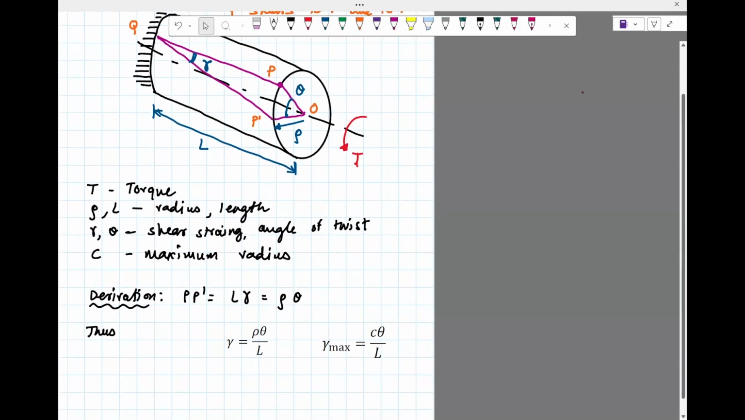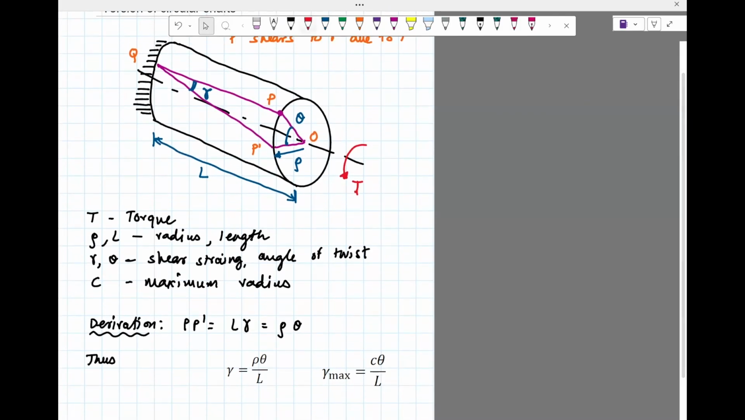So the derivation here, which you don't have to know, just for completeness I put it here, basically gives us a way to compute the shear strain gamma. So it depends on the radius. The radius is denoted by rho. Theta is the angle of twist, and L is the length of the shaft.